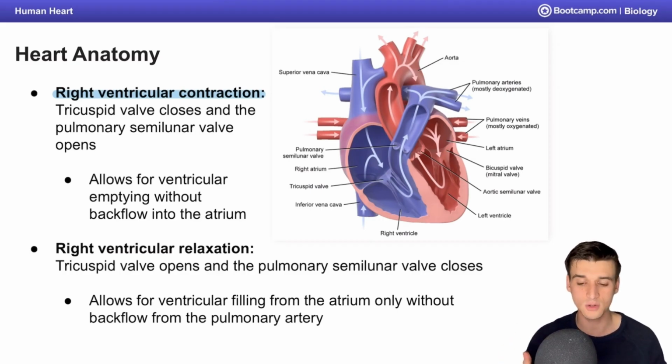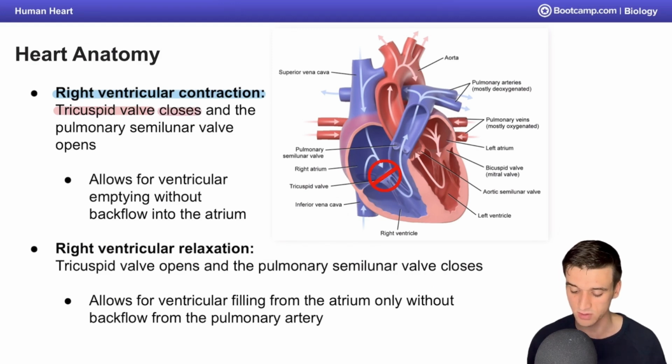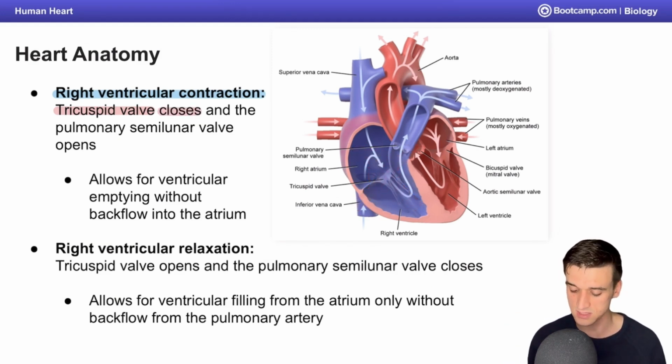And so what we need in order to have a successful coordinated right ventricular contraction is for the tricuspid valve, which again sits right between the right atrium and the right ventricle, to be closed to prevent blood from flowing from the right ventricle backwards into the right atrium. And at the same time, we need the pulmonary semilunar valve, which sits between the right ventricle and the pulmonary artery, to go ahead and open up for us. Therefore, we can empty the blood contents of the ventricle without anything flowing backwards into the right atrium.